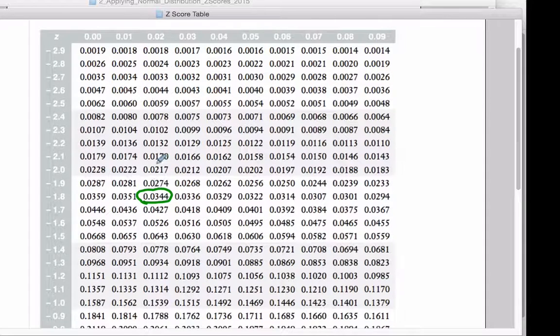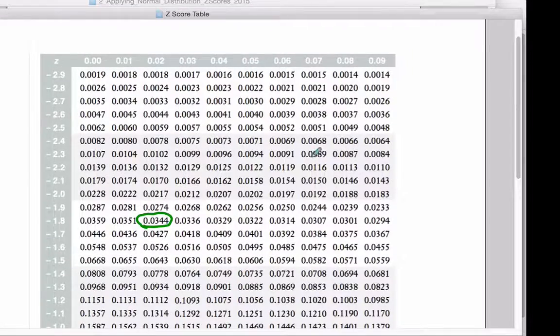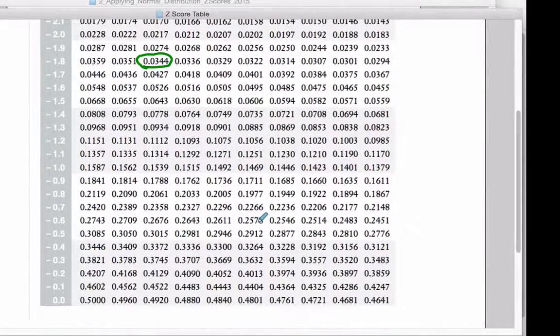And the next one was negative 0.455. So we'll scroll down, and negative 0.45, and this column will be 5. And so it'll be partway between these two numbers because it's negative 0.455. So we'll say it is approximately at the 32.6 percentile, just as an estimate.